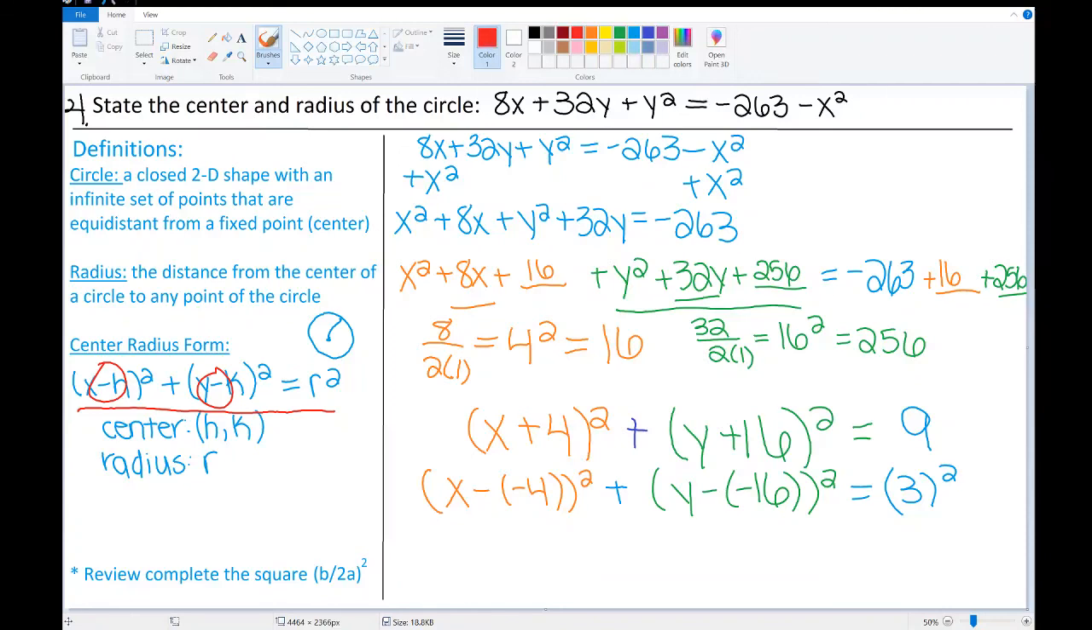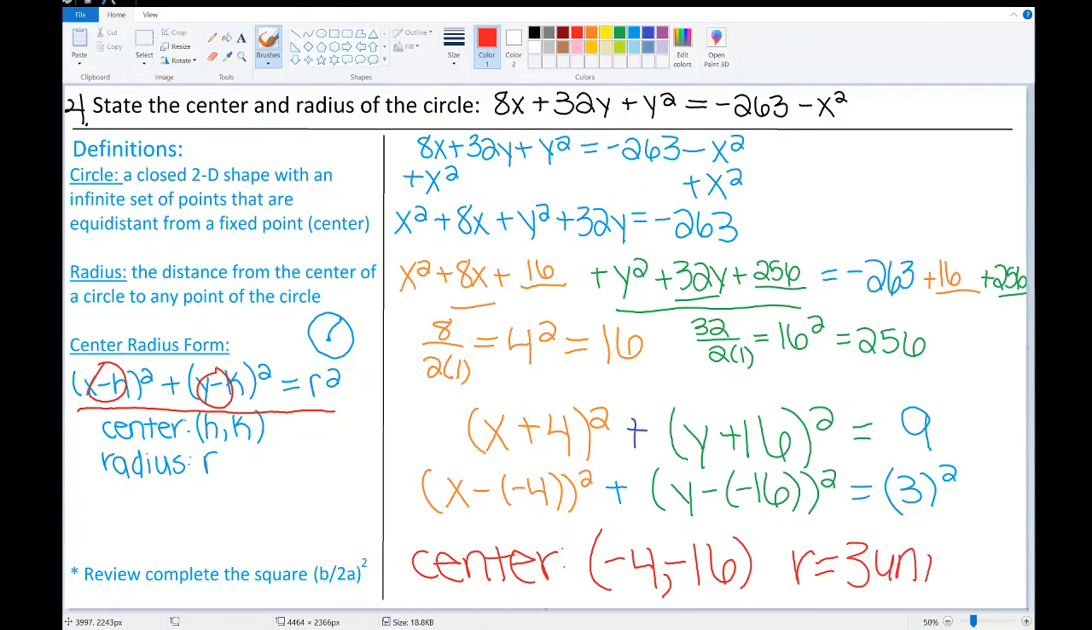So our center is going to be (-4, -16), and our radius is going to be 3 units because it is a distance. And we just solved the problem.